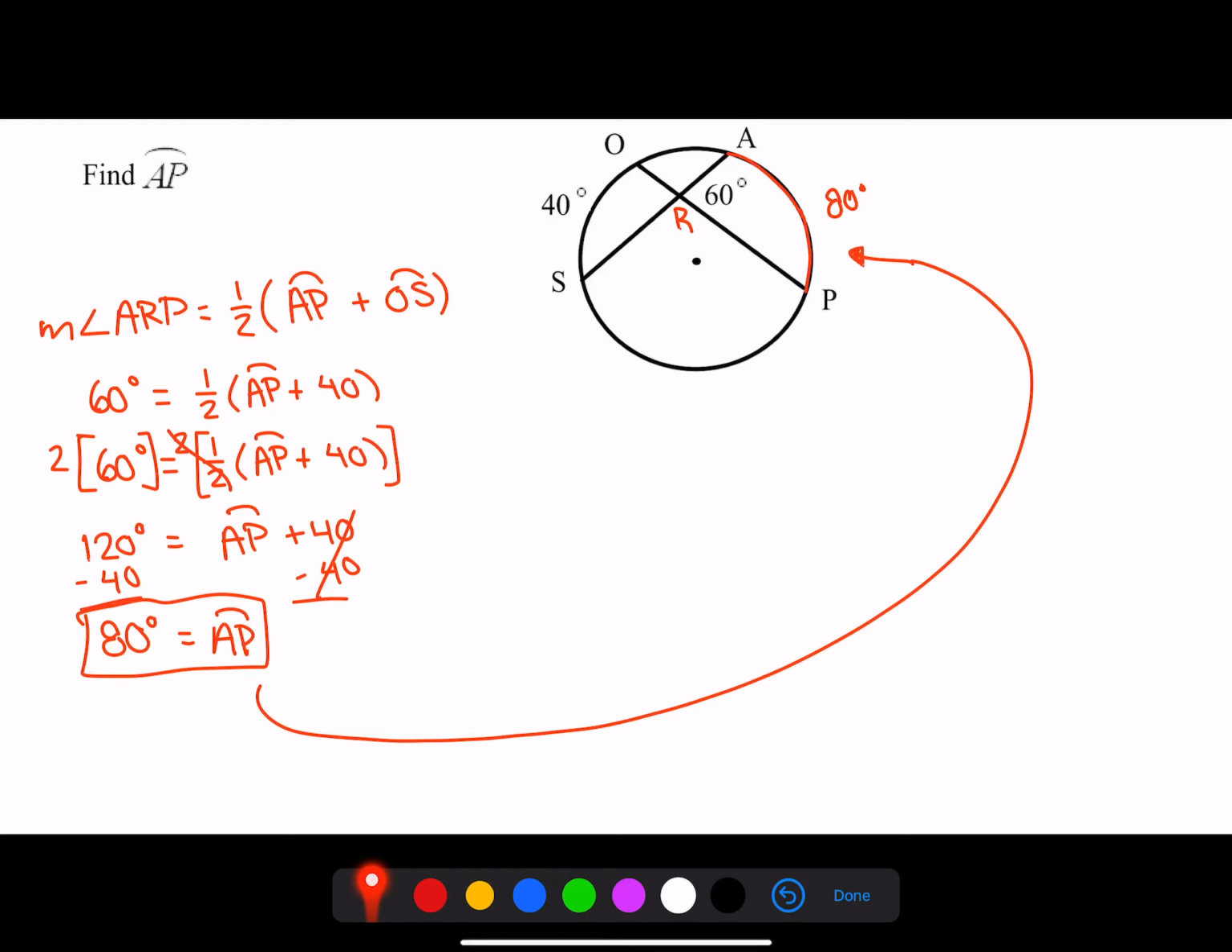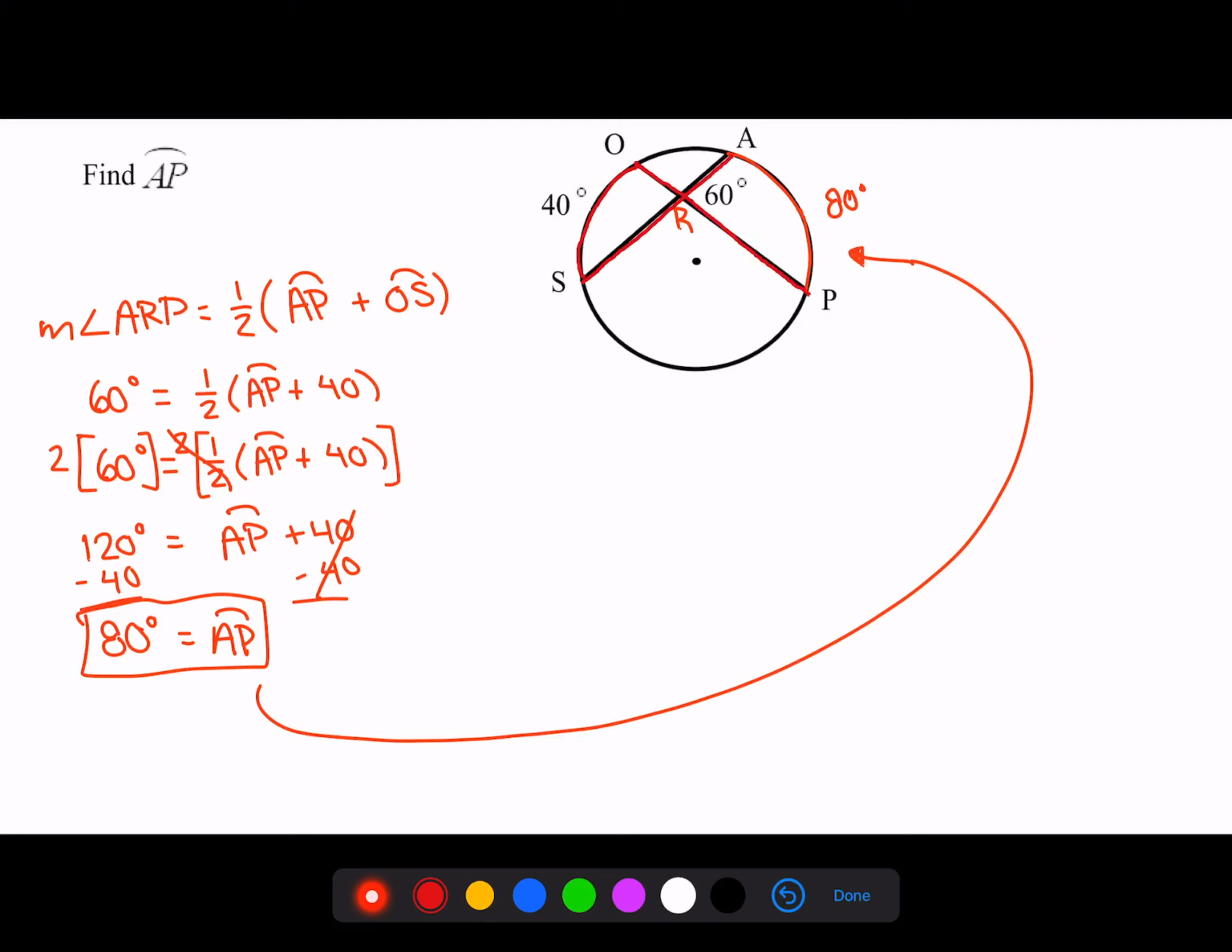So here's my work. The measure of angle ARP, I just called this intersection point R, just so that I can name it, is equal to 1/2 of AP plus OS. Well, we're trying to solve for AP. That's our goal. So I now have 60, which is angle ARP, equal to 1/2 of arc AP, what we're trying to solve for, plus 40, which is OS. And again, I knew to use those because our chords are intersecting those arcs.